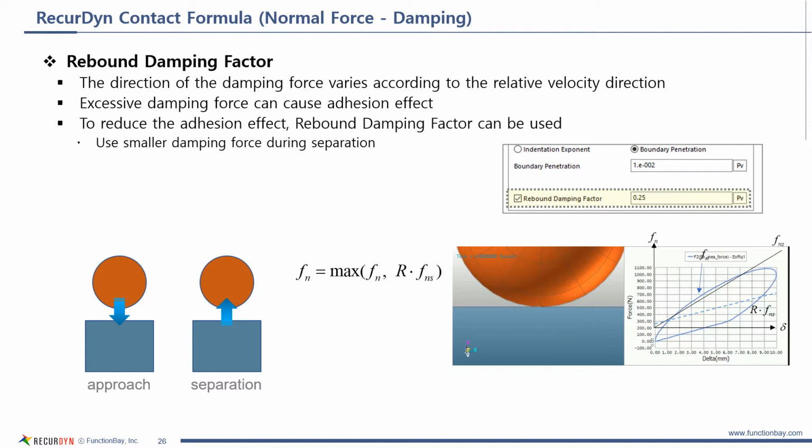The direction of the damping force varies according to the relative velocity direction. The damping force direction is opposite to the moving direction, like this. So, during separation, this damping force can act like adhesion force, as if it is sticky. To reduce the adhesion effect, rebound damping factor can be used. Briefly speaking, the rebound damping factor makes the damping force smaller during separation.